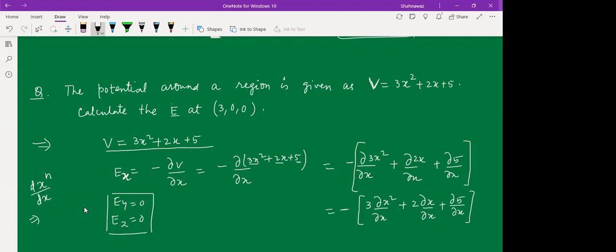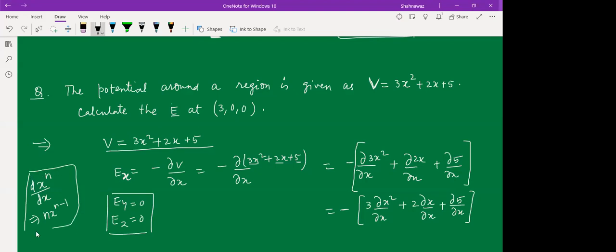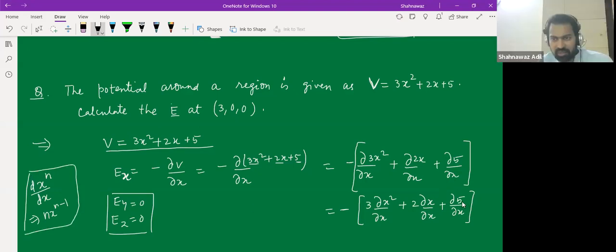Sir, x^n minus 1 divided by... Yeah, so this is n x^(n-1), right? Yes, sir. And differentiation of a constant term is how much?